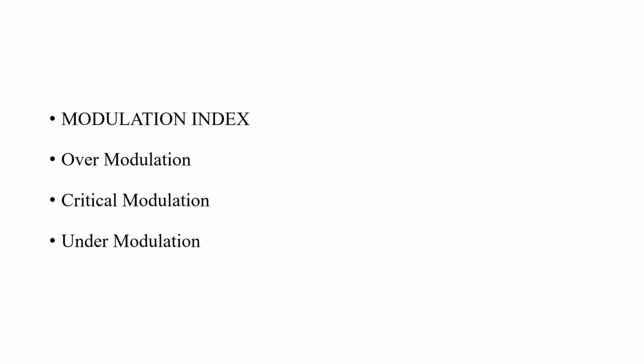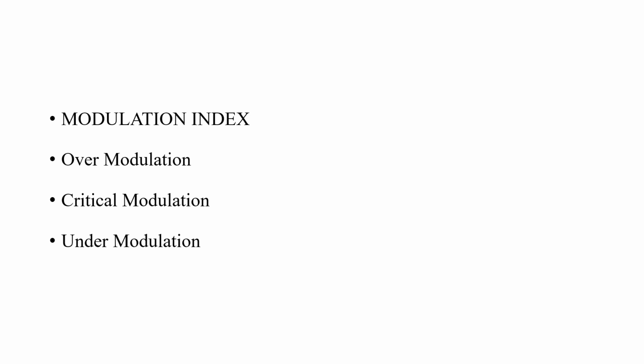Next is the modulation index. The modulation index is an important parameter which defines the depth of the modulation. There are three categories: over modulation, critical modulation, and under modulation. The modulation index is the ratio of the amplitude of the message signal to the amplitude of the carrier signal. If the modulation index is less than 1, it is under modulation; if it is equal to 1, it is critical modulation; and if it is greater than 1, it is over modulation.